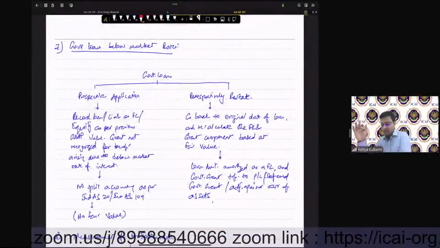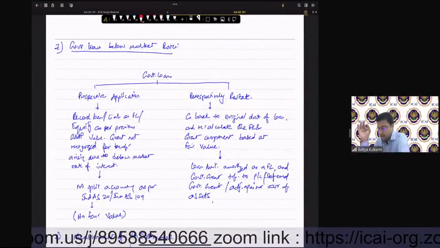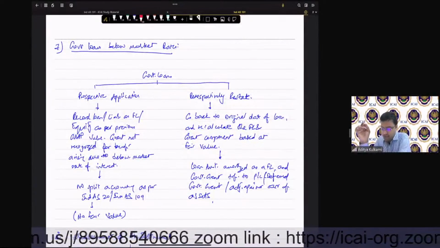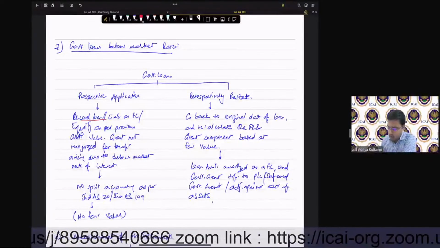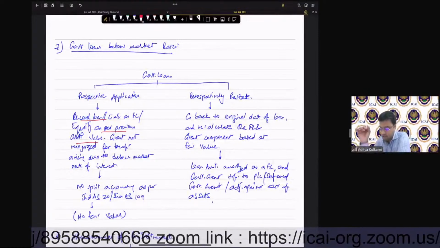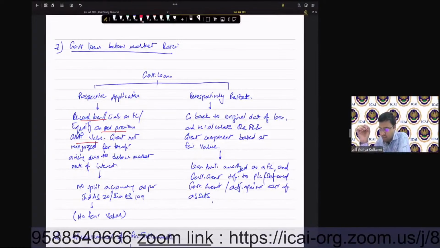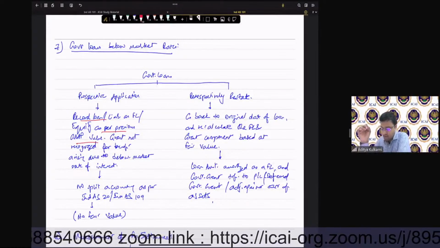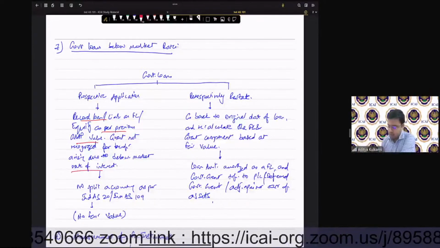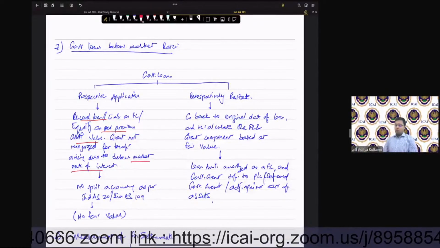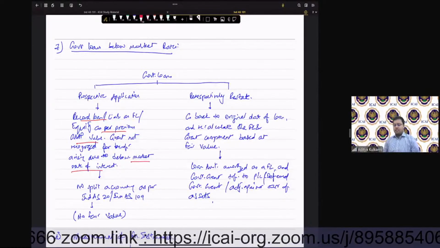Government has given a loan below the market rate of interest. Prospective application, record the loan as per previous GAAP value. Grant not recognized for benefit arising due to below market rate of interest. Okay. No split accounting as per Ind AS 20 and 109.